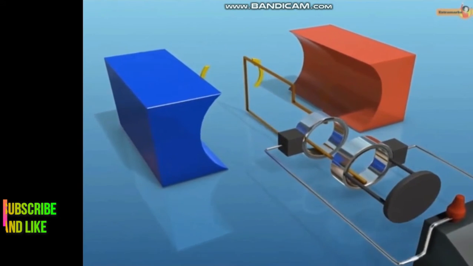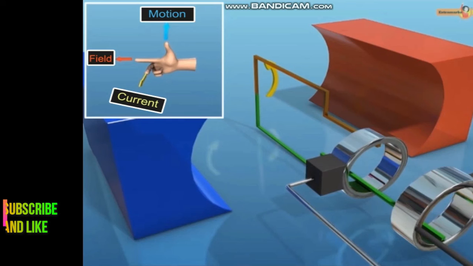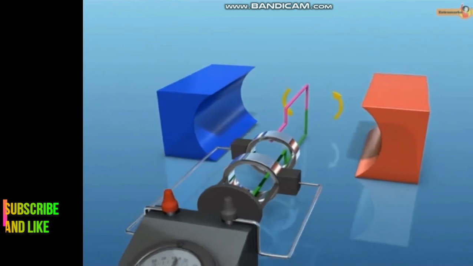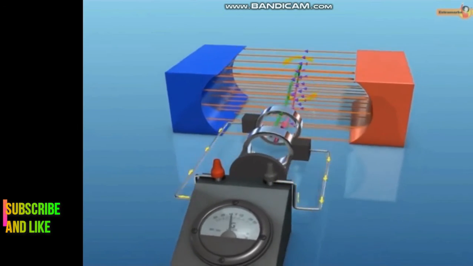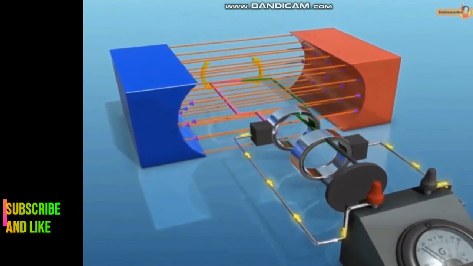To understand the generation of AC current through Fleming's right-hand rule, mark one arm of the armature as green and the other arm as pink. As per Fleming's right-hand rule, the direction of current in the arm marked as green is outward and in the arm marked pink is inward. After rotating half turn in anti-clockwise direction, the direction of current in the green arm becomes inward and that in the pink arm becomes outward. Thus, after every half turn, the direction of current changes and as a result, alternating current is generated.